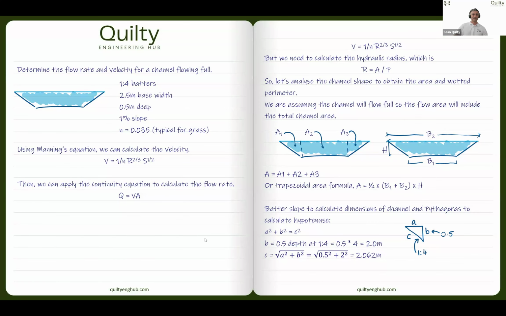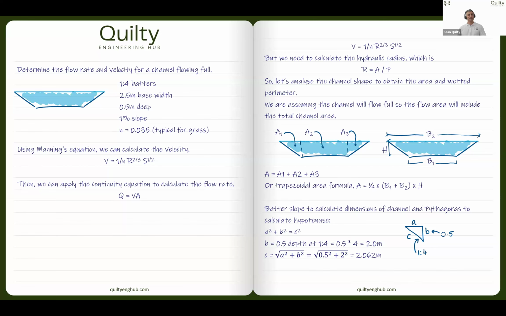All right, so we'll crunch some numbers and then we should have a bit of time at the end for questions as well. So in this example, we're going to determine our flow rate and our velocity for a channel that's flowing full. You might have a channel, and usually with channel design, it's a bit of trial and error. You'll think of something, you'll crunch the numbers, and then maybe the channel's too small. Then you go back and redesign the channel.